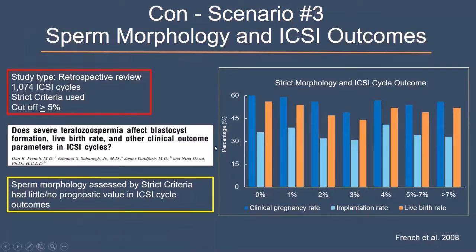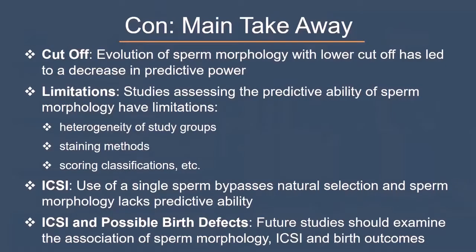So these authors also concluded that morphology, even using strict criteria, had no or little prognostic value, specifically in this case after ICSI. So the main takeaway message is that if we look at the cutoff, the evolution of sperm morphology to lower cutoff values has decreased the predictive power.